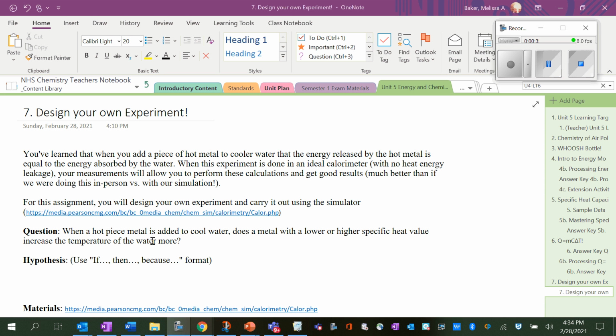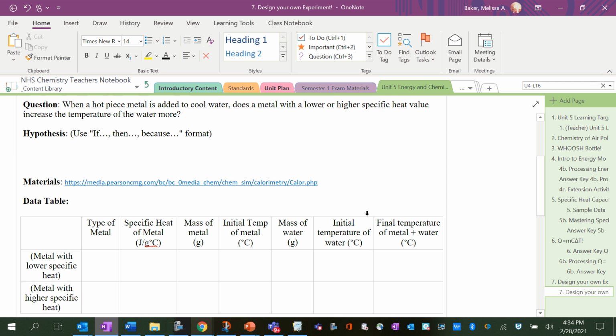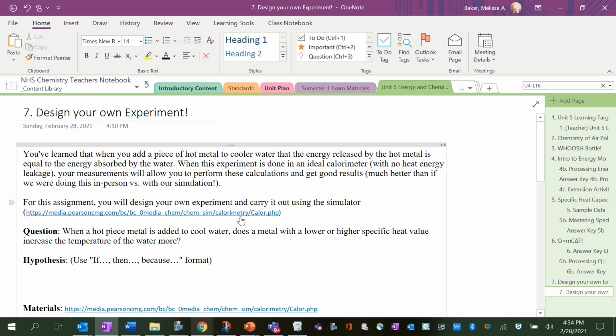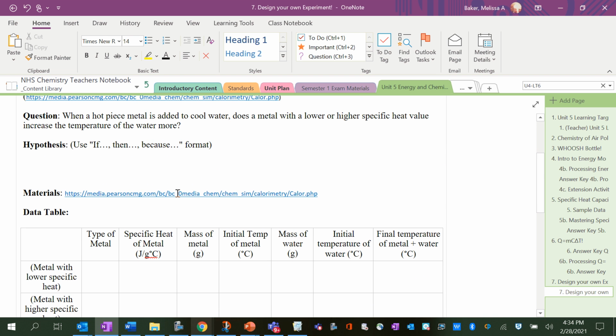So for this assignment, we're going to ask you to design your own experiment and carry it out with this simulator. Click on that to have that ready to go, and it'll be the experiment tab, run experiment. The question that we're being asked in this lab is, when a hot piece of metal is added to cool water, does a metal with a lower or a higher specific heat value increase the temperature of the water more? So first you need to write your own hypothesis.